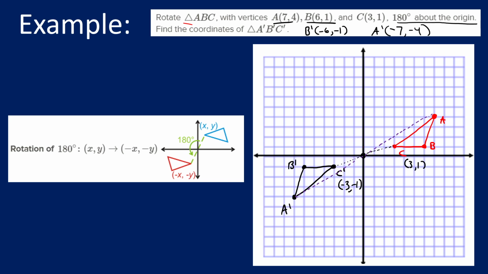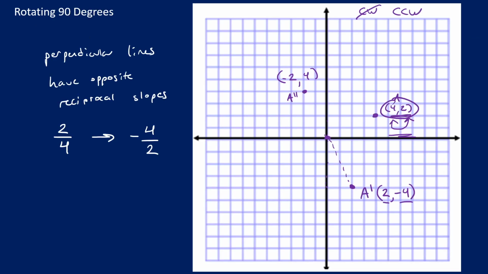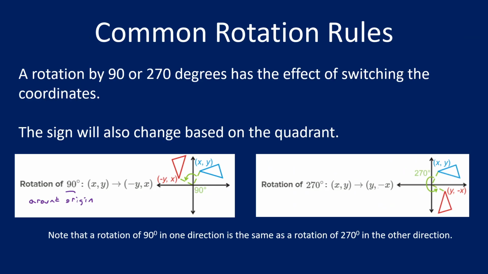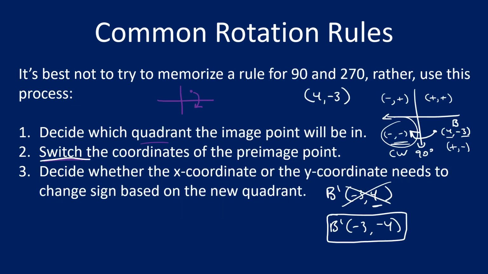Simply change the sign of the coordinates. So 3, 1 becomes -3, -1. And rotating by 90 or 270, you can use these rules if you wish. Probably just easier to use this process. Switch the coordinates, and then just decide what needs to be negative and positive based on where you are.